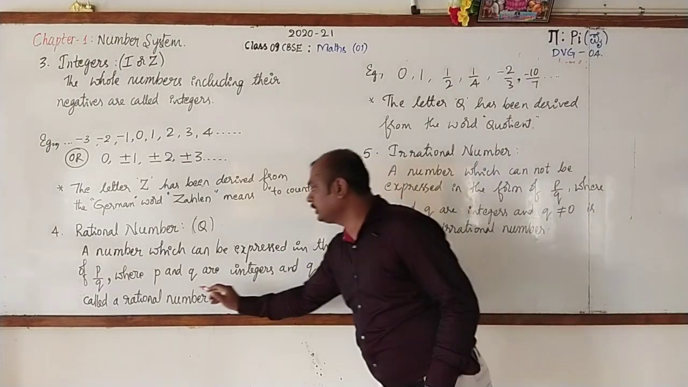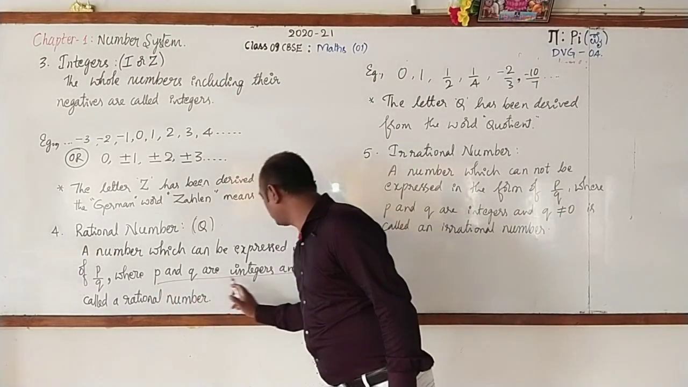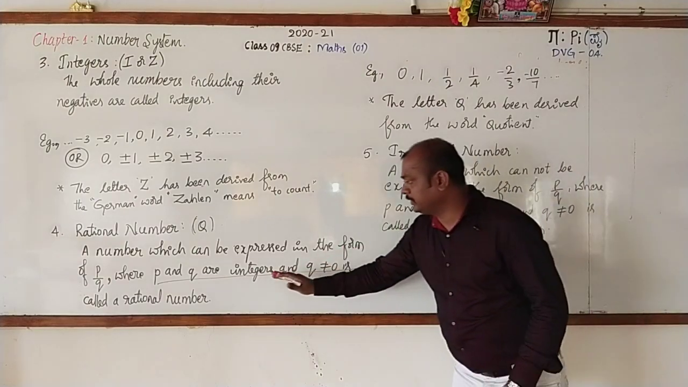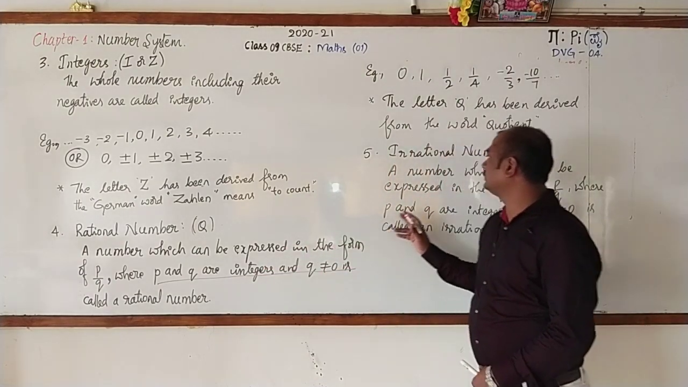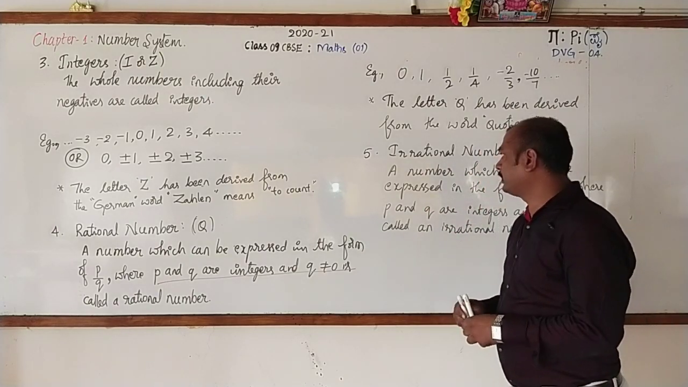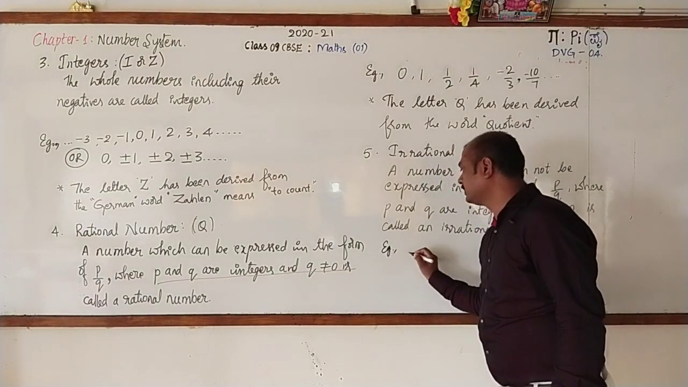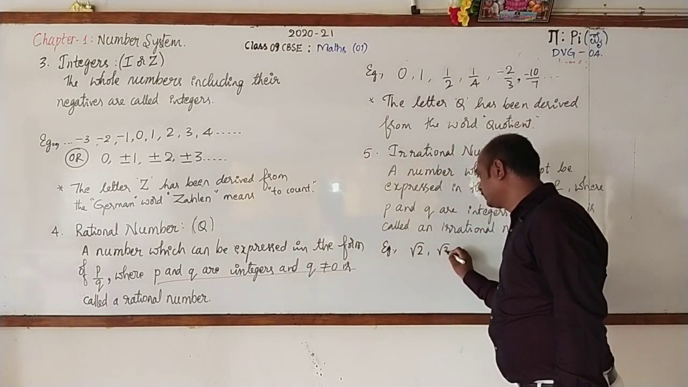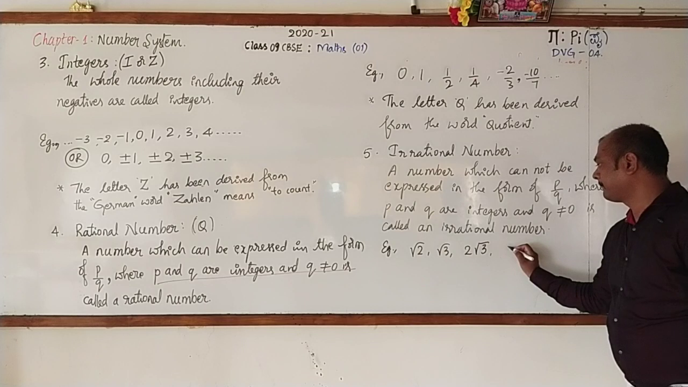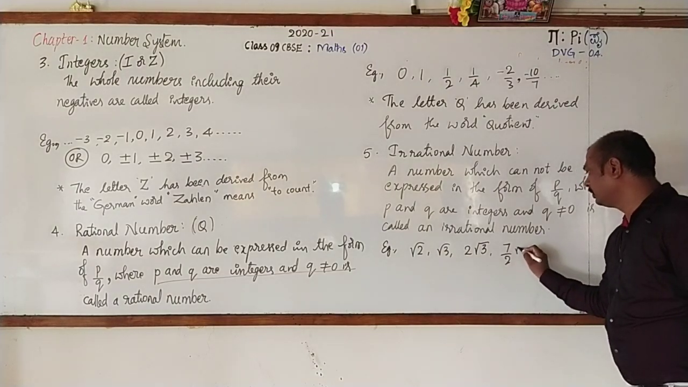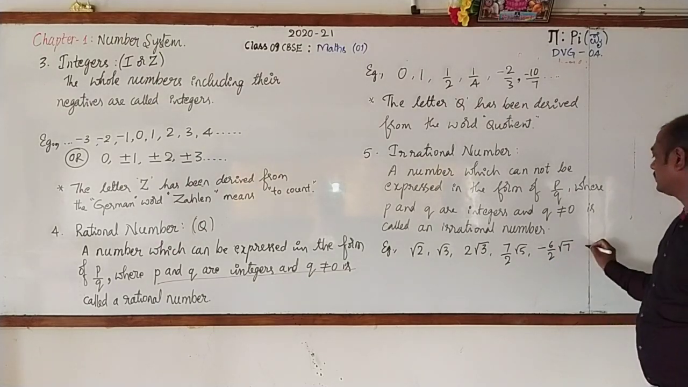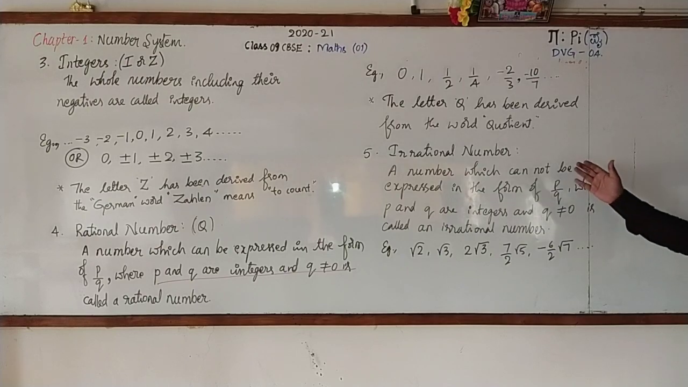See that p and q are integers and q is not equal to 0. This is the condition for rational. If it does not obey, then we can say that it is an irrational number. Let me take some examples of irrational numbers. Write down. This is root 2, root 3, 2 root 3, then 7 by 2, root 5, minus 6 by 2, root 7. All these are some examples of irrational numbers.